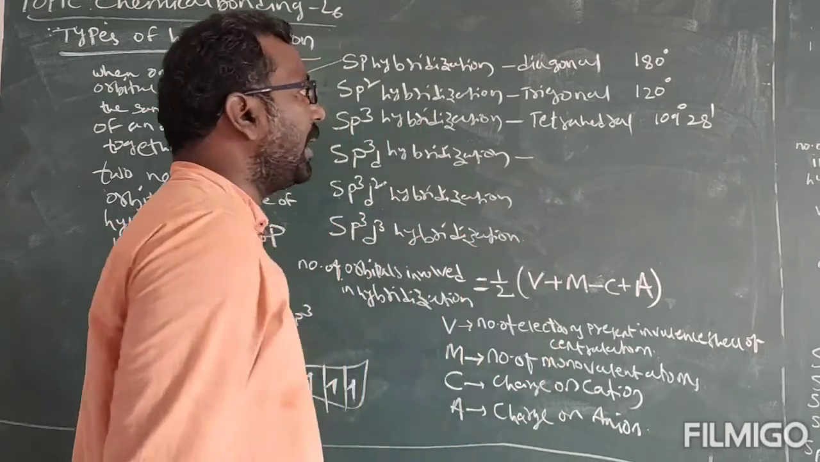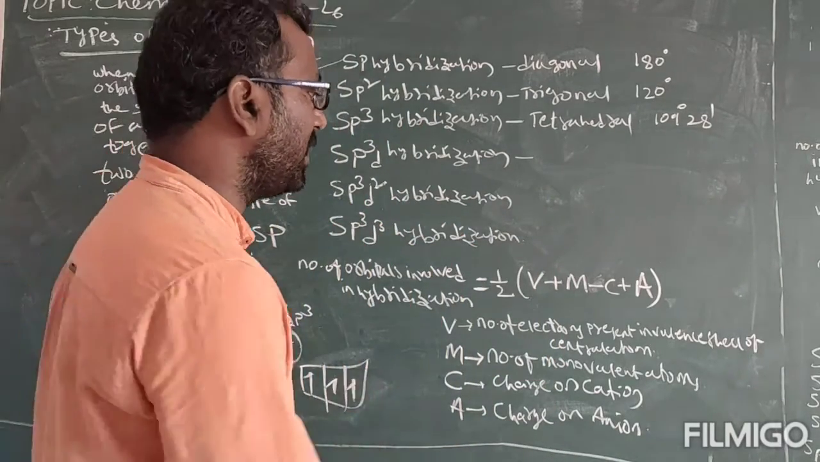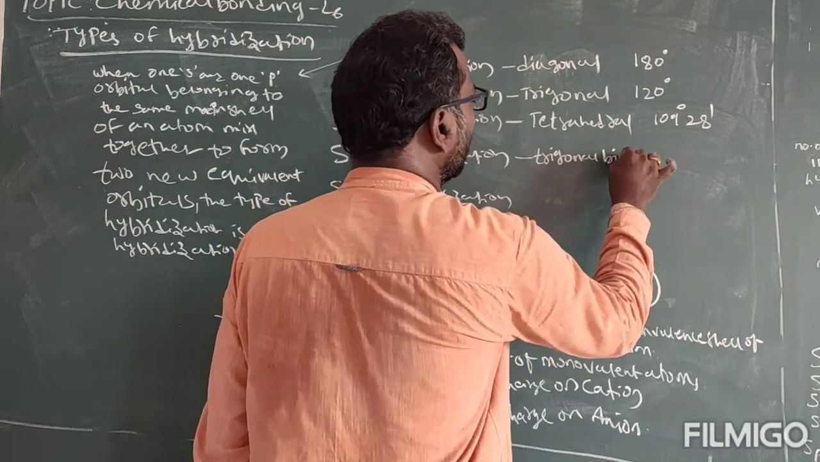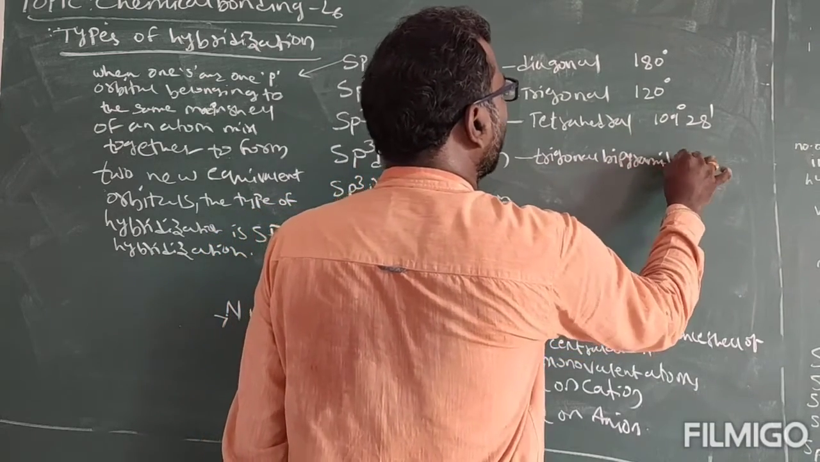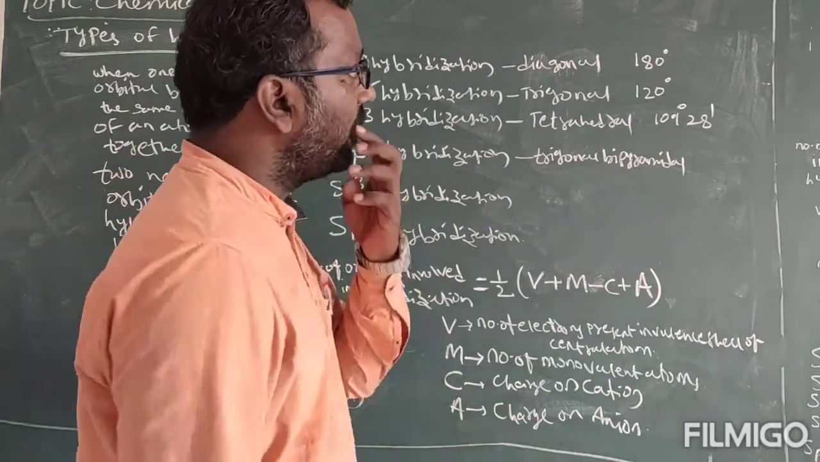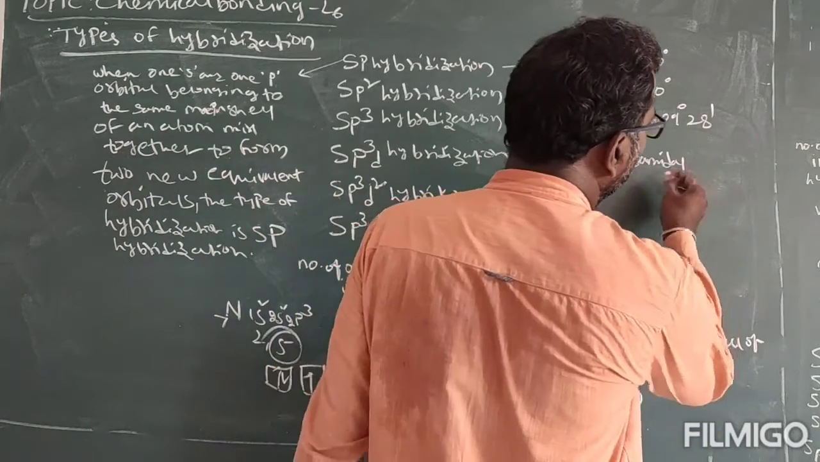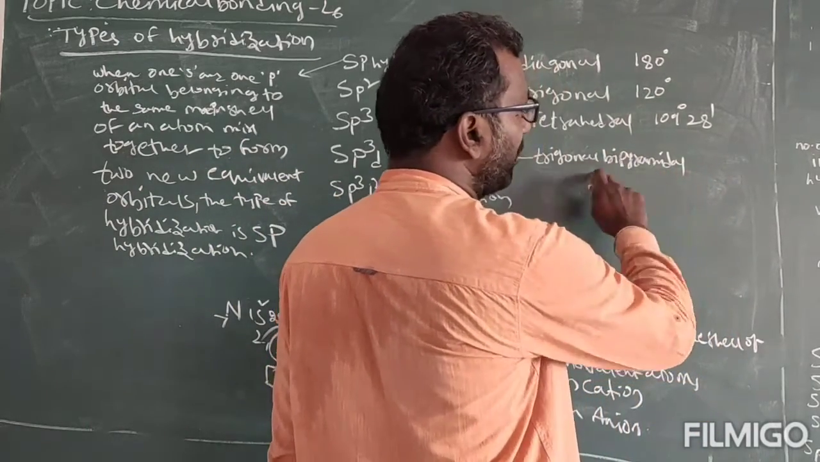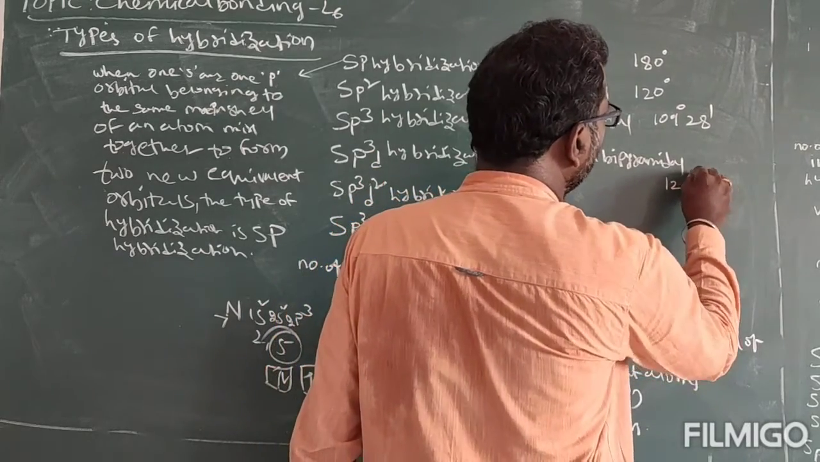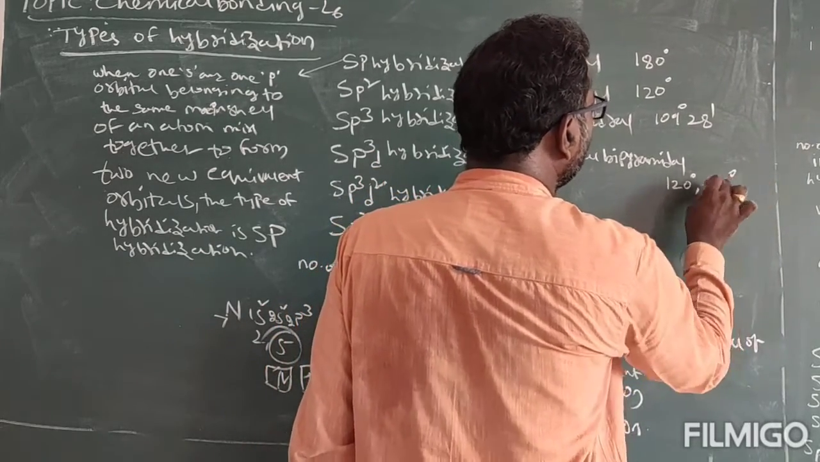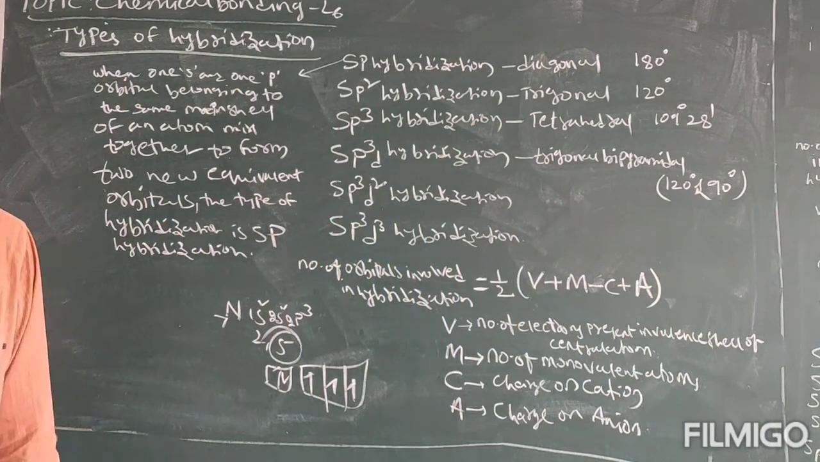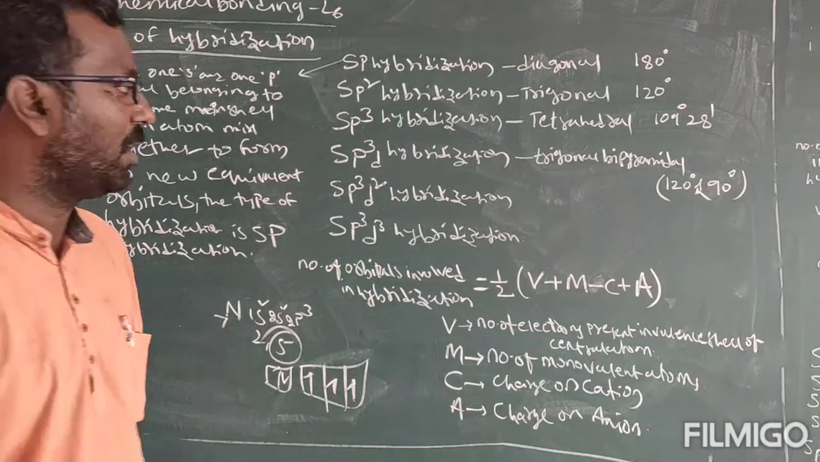The molecule which undergoes sp3d hybridization has trigonal bipyramidal shape. What will be the angle? It is trigonal and bipyramidal, both are there, so it will have two angles. Trigonal means 120 degrees, pyramidal means 90 degrees. So it consists of two angles: a 120 degrees angle will be there and at the same time a 90 degrees angle will also be there.